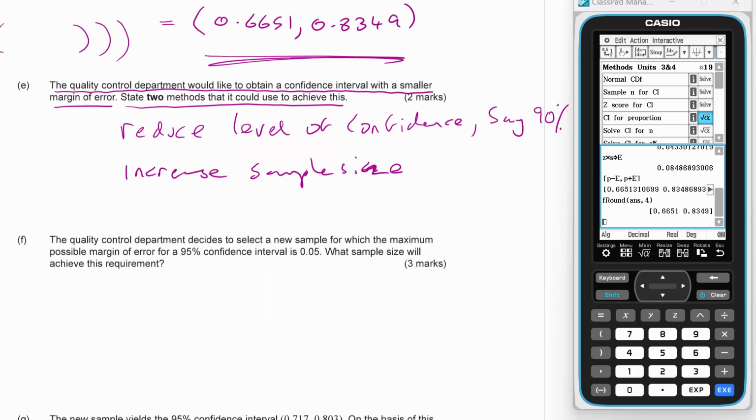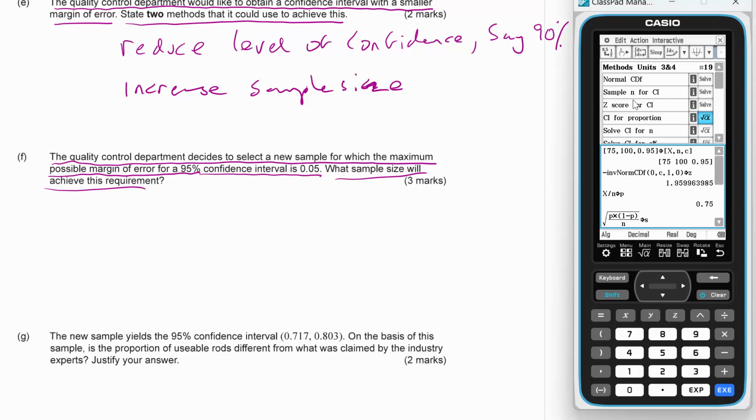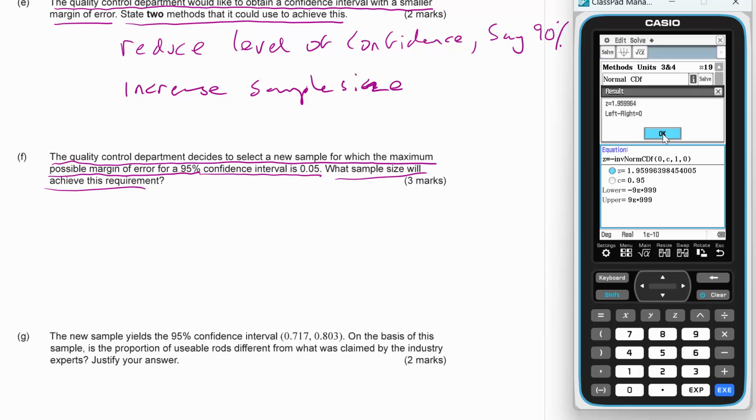Okay, so the quality control department decides to select a new sample for which the maximum possible margin of error for a 95% confidence interval is 0.05. What sample size will achieve this requirement? Okay, so we have an e-activity for this, but first we're going to need to go in here. We've already got 0.95, so I'm just going to press solve just to make sure that that value for Z goes into all the other ones.